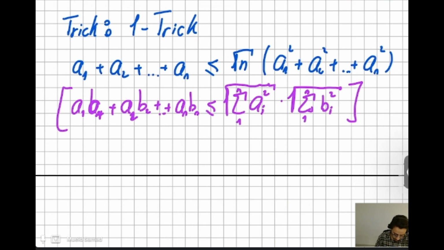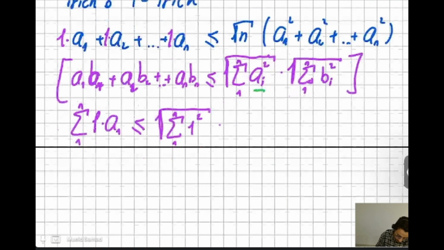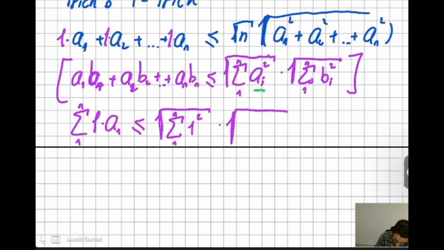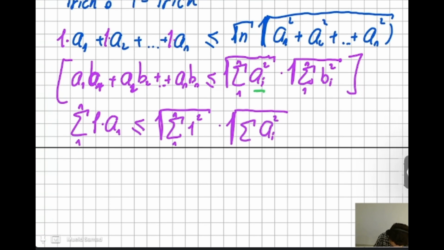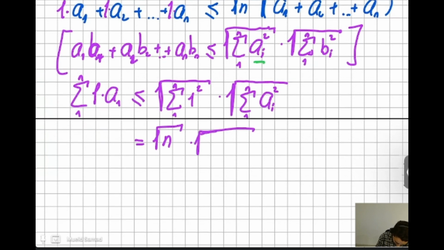So how can we see that from this immediately the one trick follows? Well, basically we have here a 1 times a1 and a 1 times a2 and so forth. So let's write this out. We have the summation of 1 times ai from 1 to n. This is smaller or equal to the square root of the summation from 1 to n of all these ones squared, of course, but it doesn't matter, 1 squared is equal to 1, times the square root of the summation of ai squared from 1 to n. Well, this is exactly the square root of n times the square root of the summation of ai squared from 1 to n, thus proving the inequality.